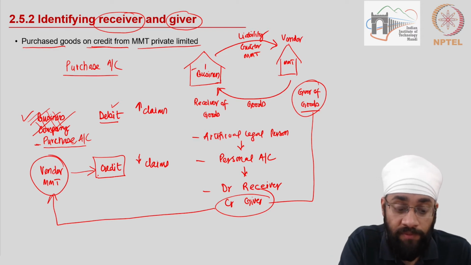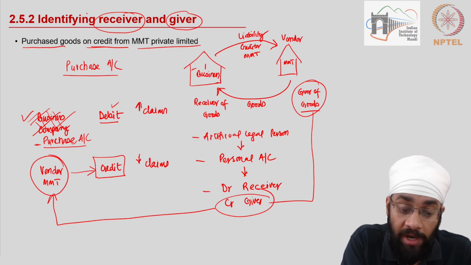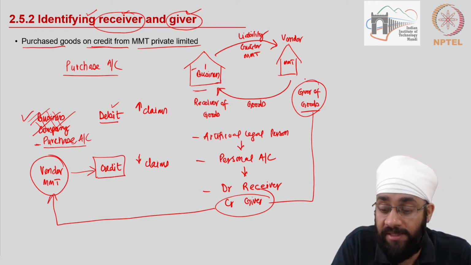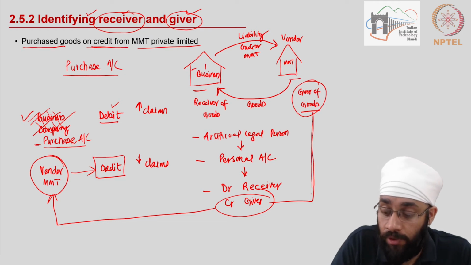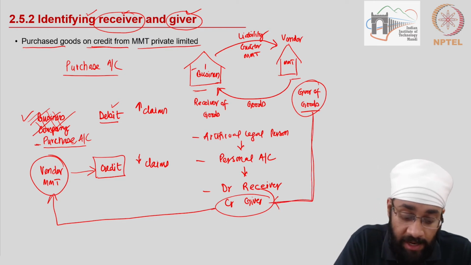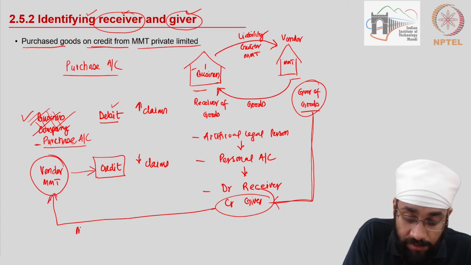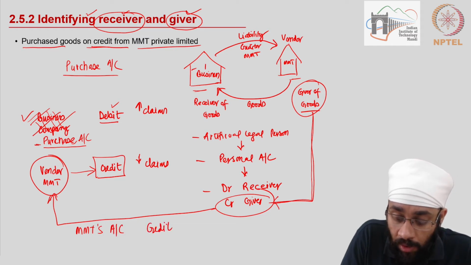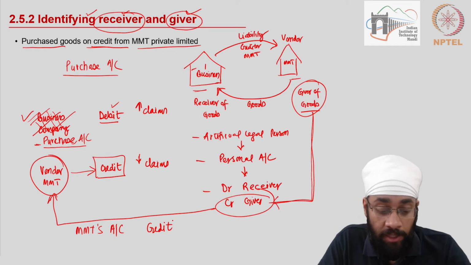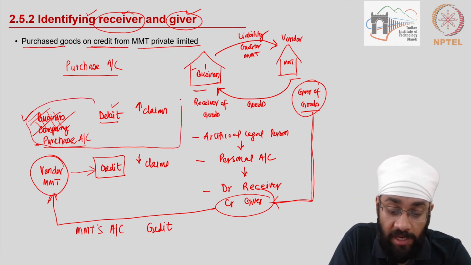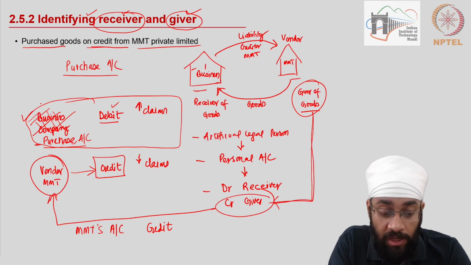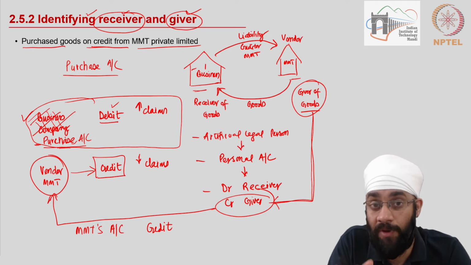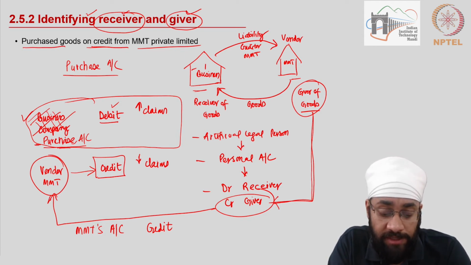So the objective of this slide was to identify receiver and giver. We said receiver is the business and giver is the MMT company. It gives goods. We credit the giver, the vendor's account, MMT's account. The outcome is MMT's account is going to be credit because it is a giver. All right. I'm not commenting on the first half of the transaction where there is no longer a receiver but a purchase account, and purchase account is not a personal account. So I'm going to reserve that for following slides to be discussed.